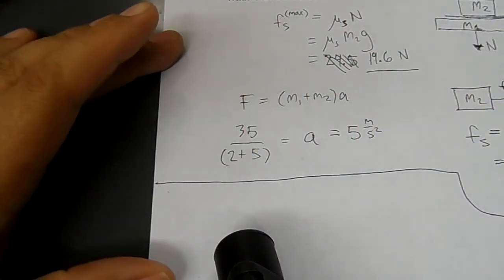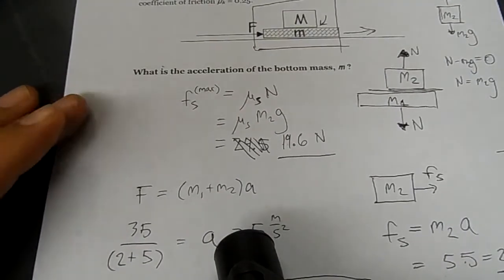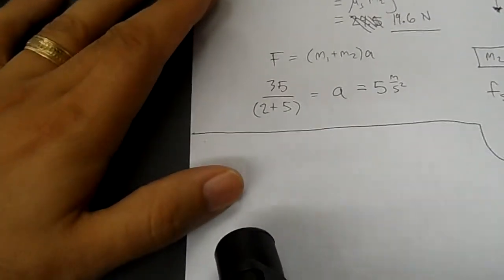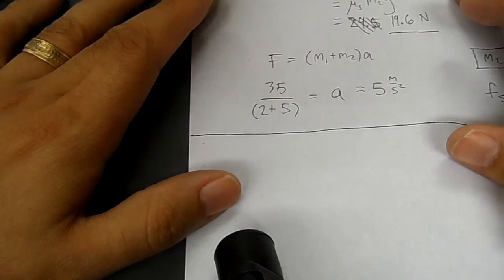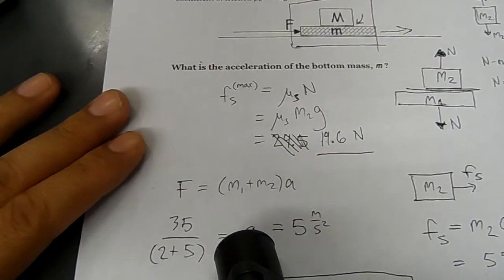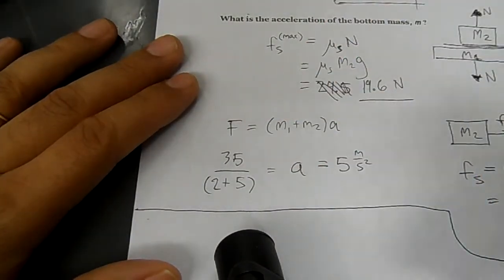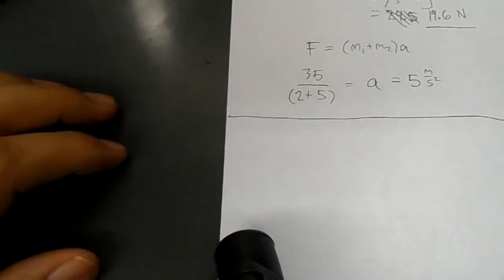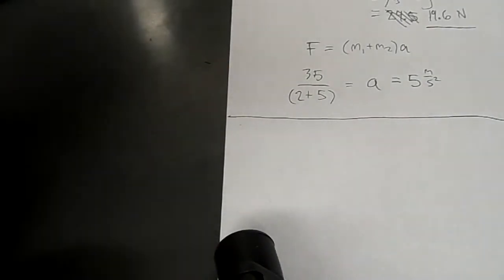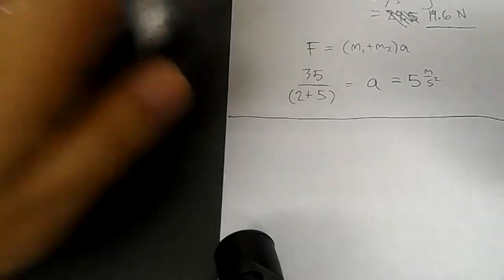Unfortunately, all that work was just to check whether static friction is possible, and I've concluded that it's not, so now I throw out everything I've done with static friction. This 19.6 is no longer relevant, nor is the 5 meters per second squared acceleration. That's not actually going to happen. I focus now on the fact that what I really have is kinetic friction.